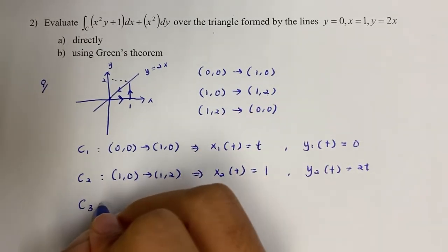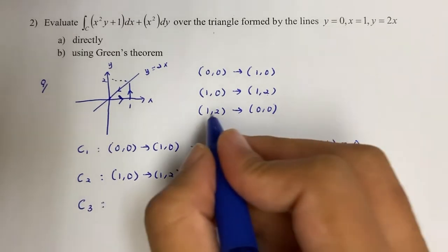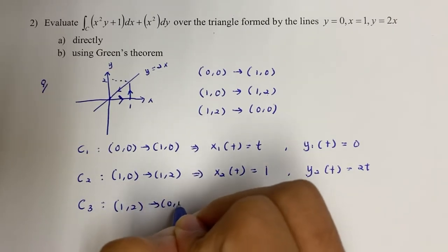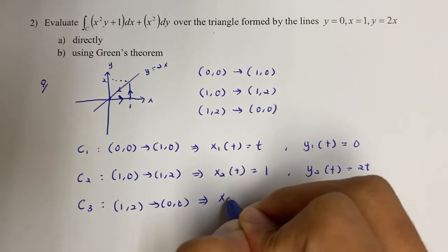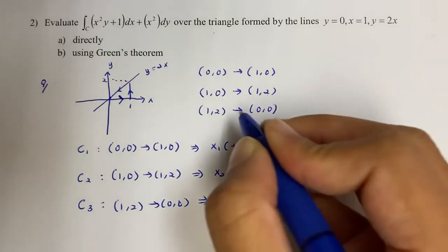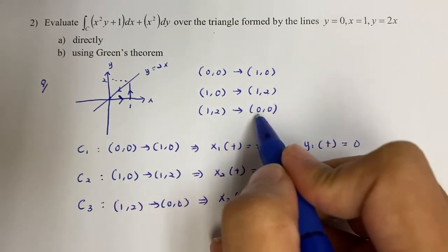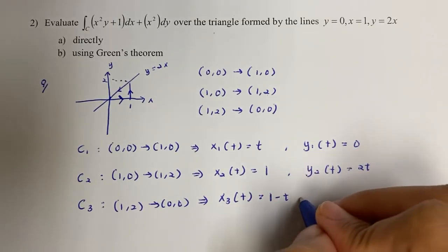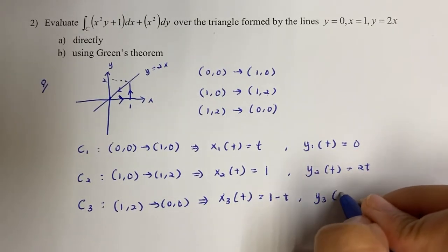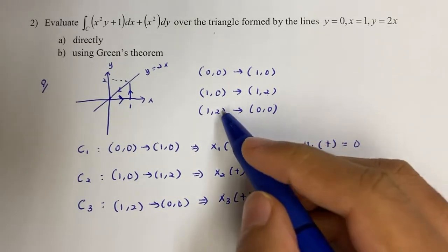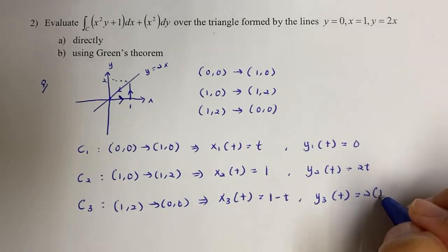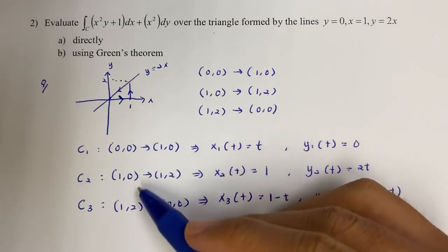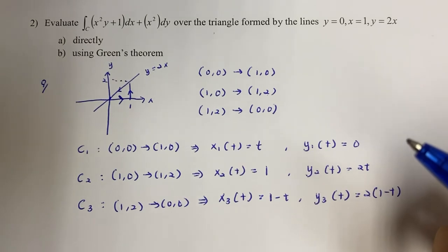And last for C3, segment 3, you have this 1,2 to 0,0, so your x3(t) is equal to 1 minus t, 1 minus t plus 0t, right? So 1 minus t, and then y3(t) is equal to 2 multiplied by 1 minus t plus 0. Okay, so you need to solve these 3 line segments first.